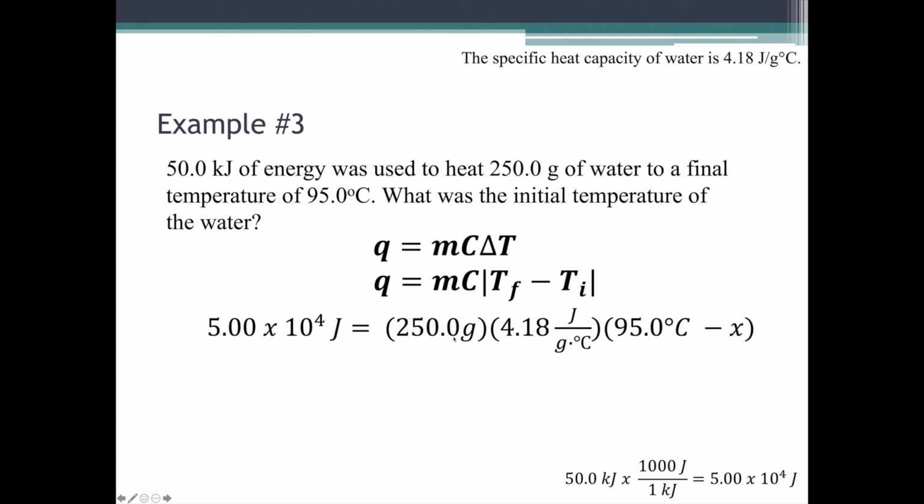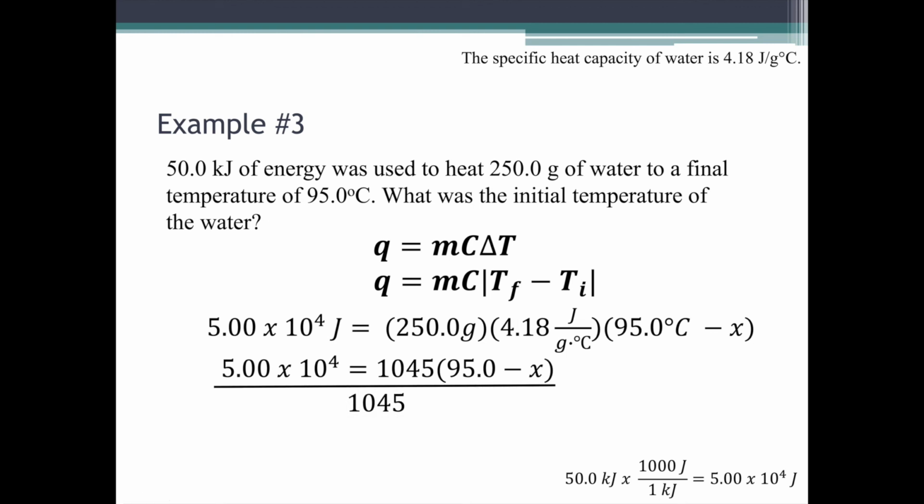My mass is 250 grams. My specific heat is 4.18. My final temperature is 95. My initial is X. Right, when I go to solve this, I'm going to start by multiplying these together, get 1045. Then I'm going to want to isolate this on one side, so I divide both sides by 1045. I end up getting 47.8 equals the 95 minus X. Right. I'm going to subtract out 95, change the sign, however you want to do it, solve for X, you get 47.2 degrees Celsius. And that is my final answer.